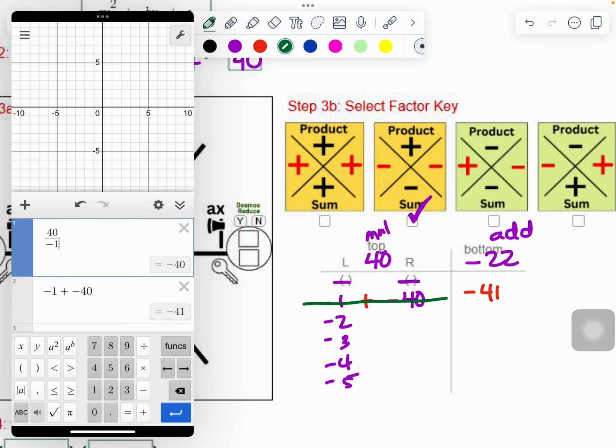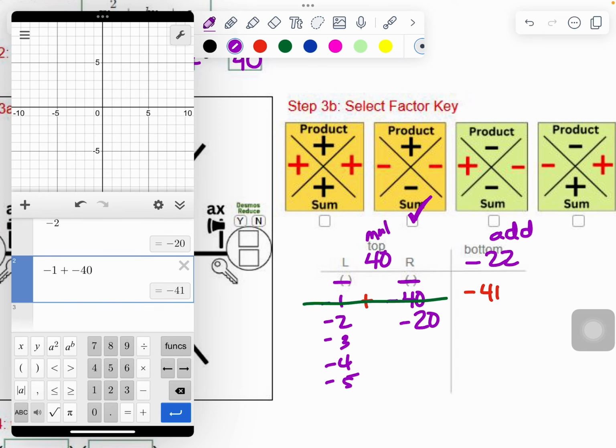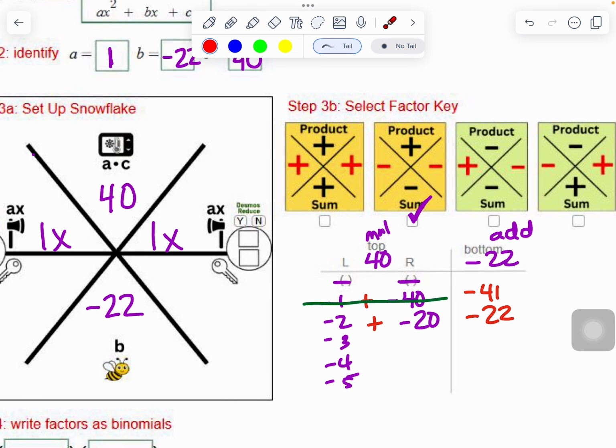And then I'm going to go ahead and see what I get with 2, negative 2. That's negative 2 and negative 20. We know these have to be negative because they're both negative, okay? Well, when I add negative 2 and negative 20, I get negative 22. Does that equal what I want up here on the bottom of my cross puzzle? It does. So I have my answers now. And you'll just keep going like that until you find it. So I'm going to put here negative 2 and negative 20.